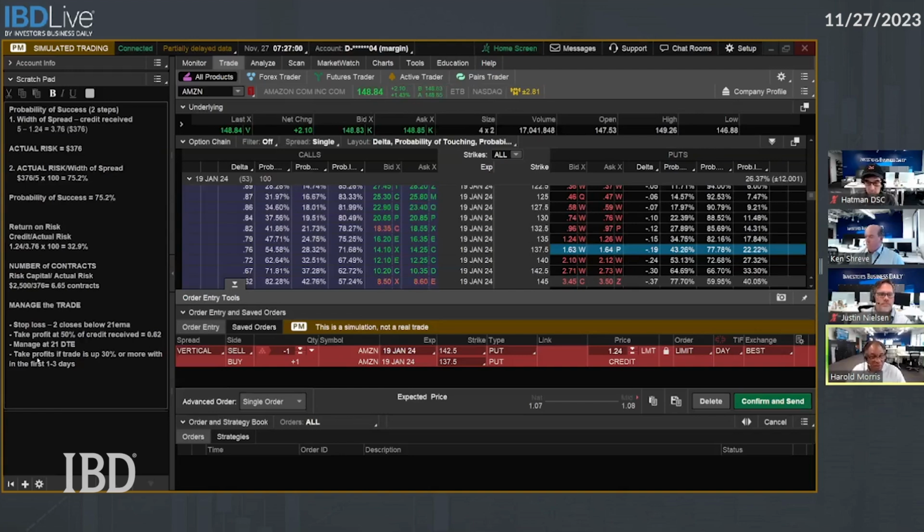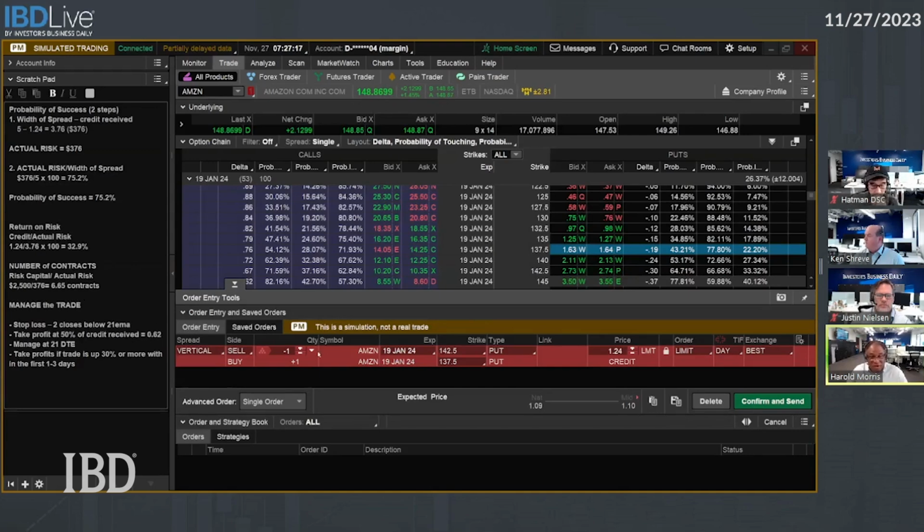And then the profits. If the trade is up 30% or more in the first 3 days of the trade, I'll close it out. And typically, I'll just close out the entire trade. I might put it back on, but if I'm 30% or more in the first 3 days, then I'm going to take the money and run.